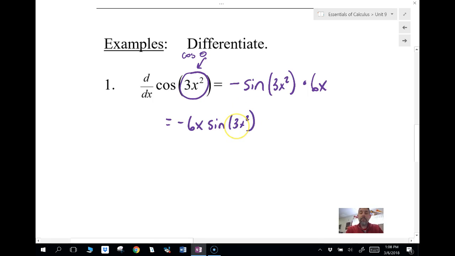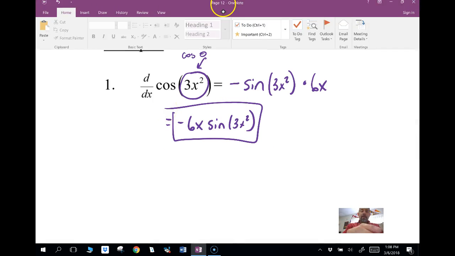And the only reason I'd like to rewrite that is so that the 6x isn't multiplied by the angle. It's actually multiplied by the entire sine. There we go. That's it. That's the derivative of that one.